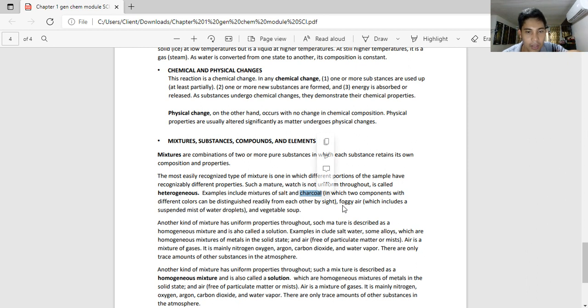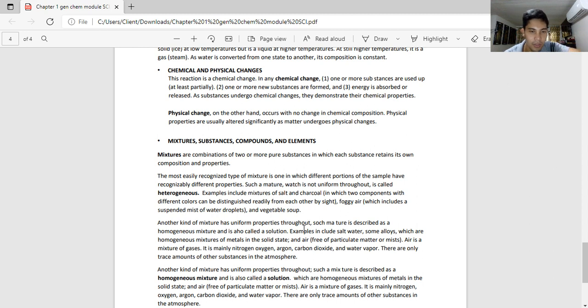Next is the foggy air, which includes a suspension of mist and water droplets. Another heterogeneous mixture is your vegetable soup, the broth with vegetables. You see the water, that is your soup, and the vegetable parts, so it is heterogeneous, you can see the parts.